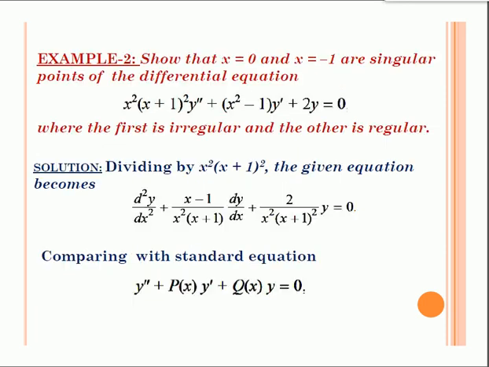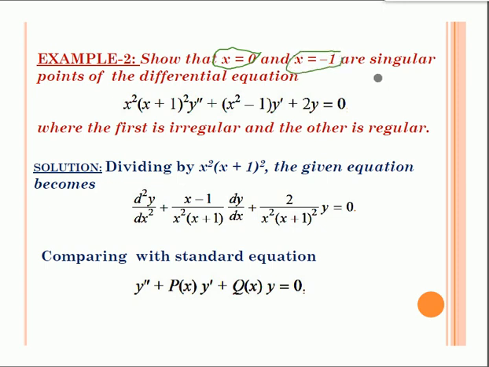We'll move to another example. In this example, x equal to 0 and x equal to minus 1 are singular points of the differential equation, where the first is irregular and the other is regular. It is somewhat more complicated and clearer. See here what is mentioned in this problem. There are 2 points given. One is x equal to 0, another one is x equal to minus 1.